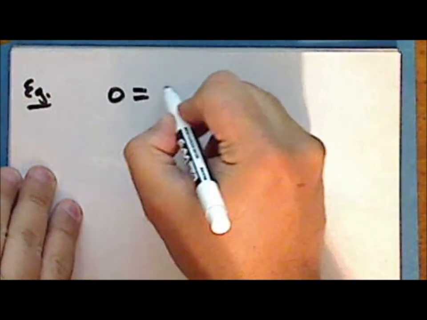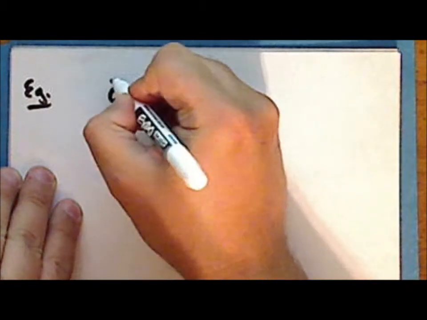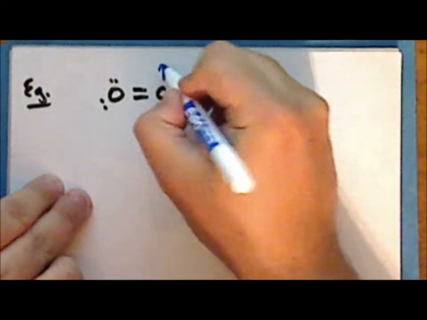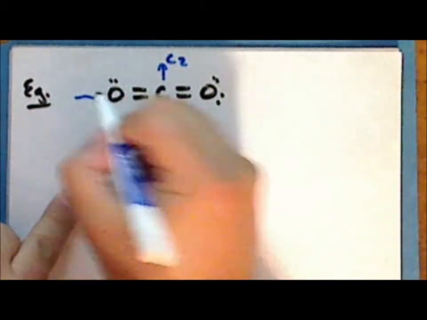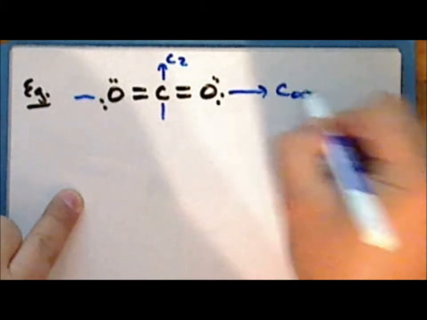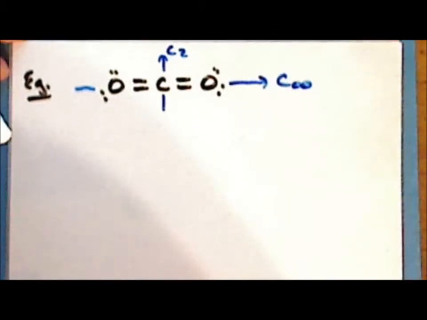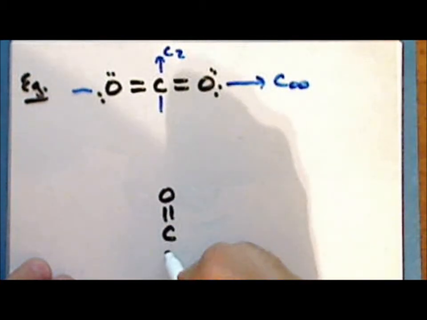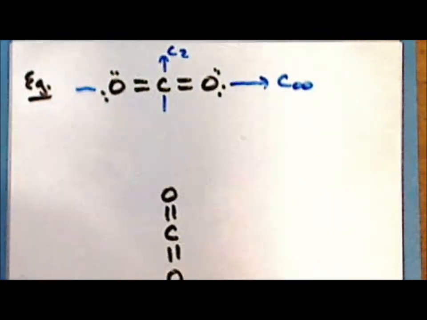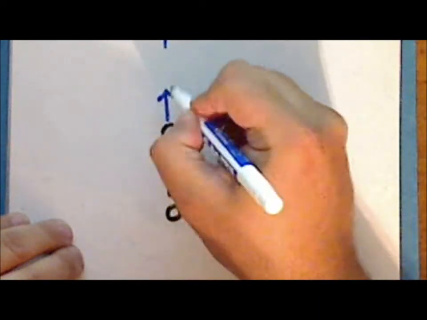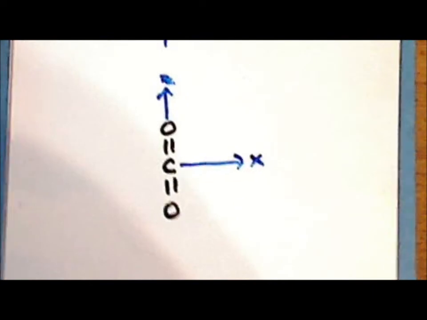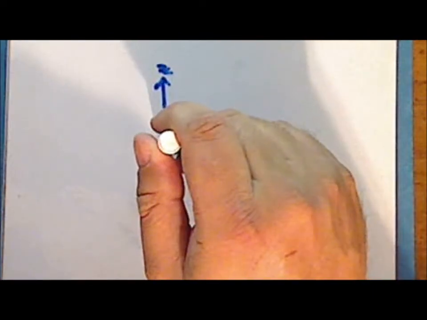So now let's look at the carbon dioxide molecule. We have a C2 axis passing through the carbon atom, and we also have a C infinity axis which contains the molecule. And so once again, choosing the z-axis to coincide with the principal axis of symmetry, the z-axis will be the C infinity axis. We can choose for this to be the x-axis. So once again, the y-axis is perpendicular to the plane of the molecule, with the positive direction going into the plane.